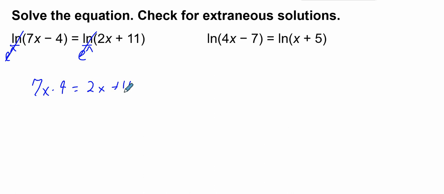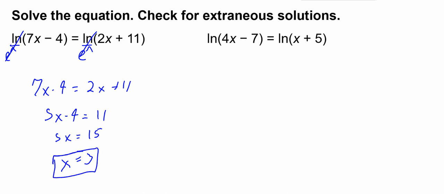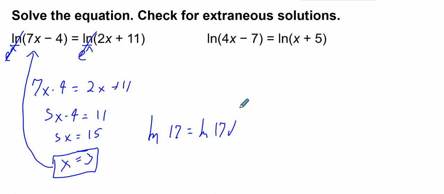I get all my x's on one side, so I subtract 2x from both sides, and I get 5x minus 4 equals 11. Add 4 to both sides, and I get 5x equals 15. Divide both sides by 5, and I get x equals 3. Okay. By inspection, I just double check to make sure I'm not going to get a negative value when I plug them in. So I'm going to get ln of 21. 3 times 7 is 21 minus 4 is 17, which equals ln of 3 times 2 is 6, and that's 17. So check, those are going to work.